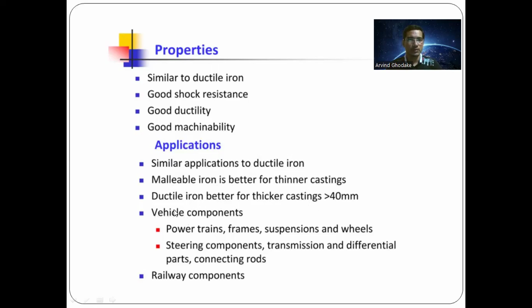Then applications include the manufacturing of vehicle components like powertrains, frames, suspension and wheels. Then other applications are steering components, transmission and differential parts, connecting rods, etc. Then railway components can also be manufactured using malleable cast iron.